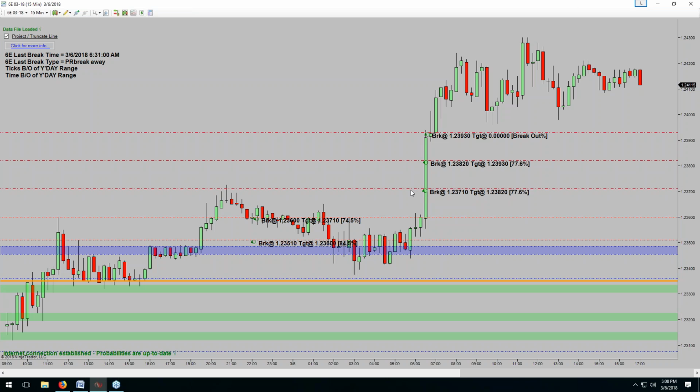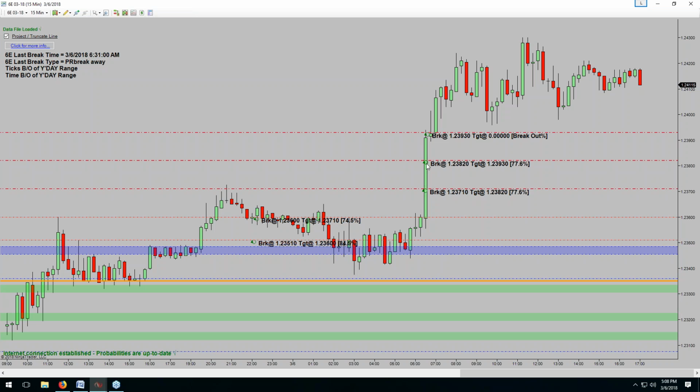It's not going to really matter what time chart you put it on, because you're just really watching the levels of the lines. So 710 is the entry. 820 is the target. 77.6% chance it's going to hit the target. And at 6:15, it popped pretty quickly. So you may not have gotten a chance to take this. I don't remember if it retraced or not.